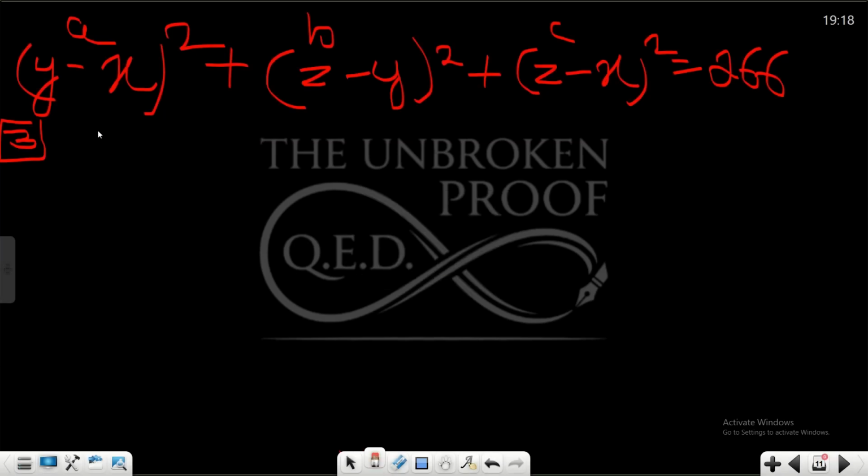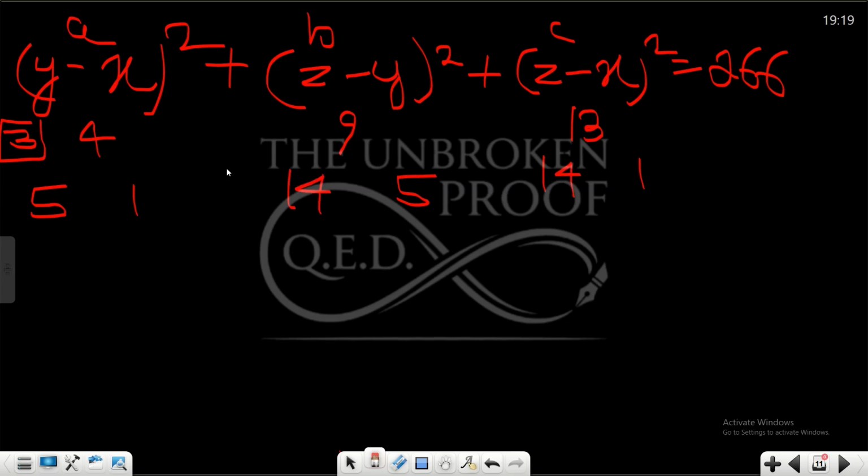If I keep this as 4, this as 9, this as 13, difference. Okay, y minus x is 4, z minus y is 9, z minus x is 13. So if I keep x as 1, this has to be 5, this will be 5, this will be 1, and your z is going to be 14, here also 14.